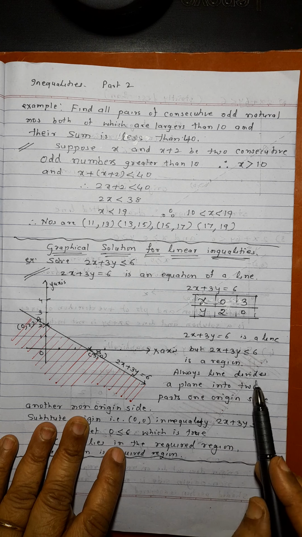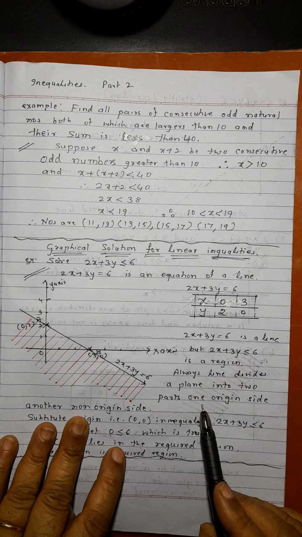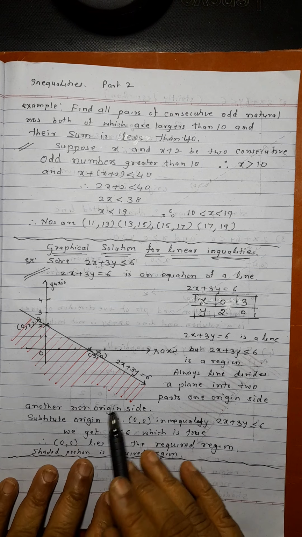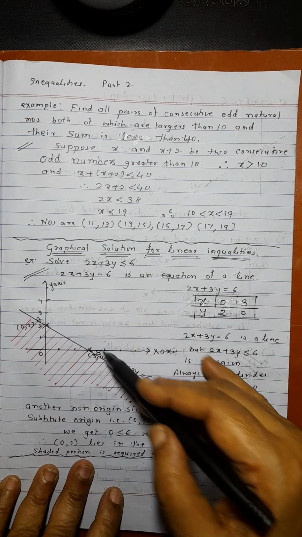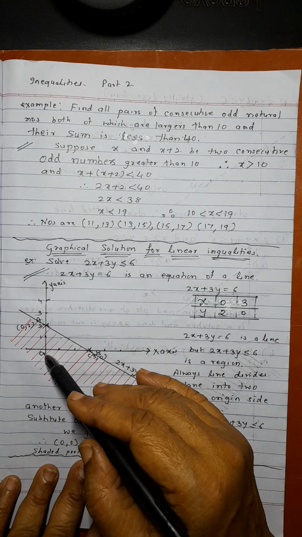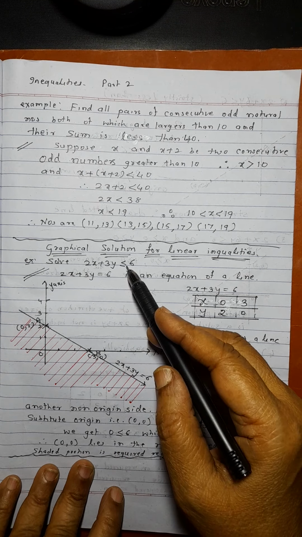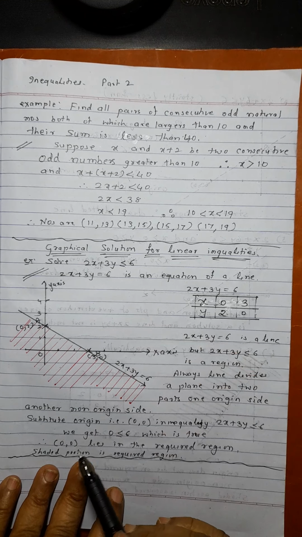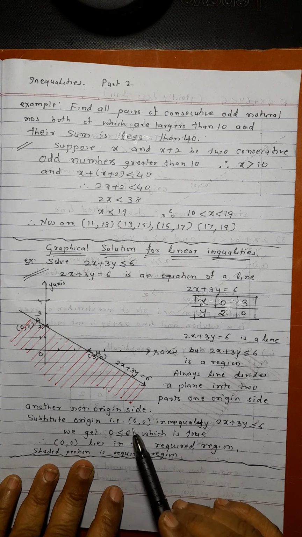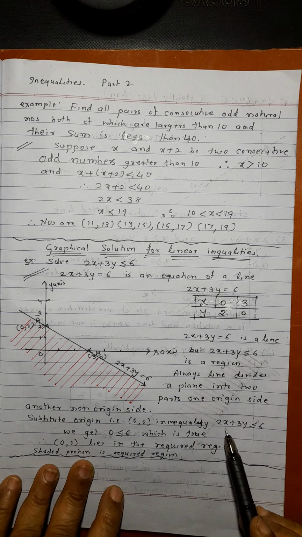So a line always divides a plane into two parts, one origin side and another non-origin side. So the line divides the plane: this is the origin side, this is the non-origin side. So which side do we want for this? To check this, we'll substitute the origin here. Substitute the origin, that is 0, 0, in this inequality.